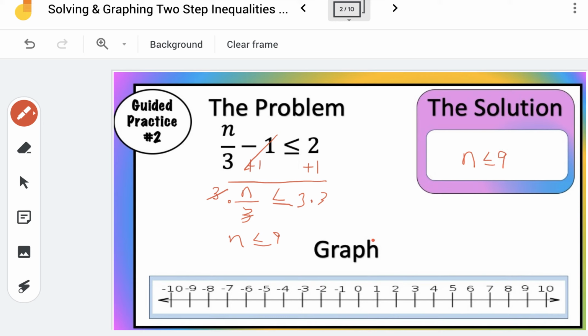So let's graph it, okay? So because n is less than or equal to, this is going to be a solid circle. And it's less than or equal to. So it's going to be all values to the left of that filled in circle. So I'm going to put an arrow because it goes on forever. And there you go.